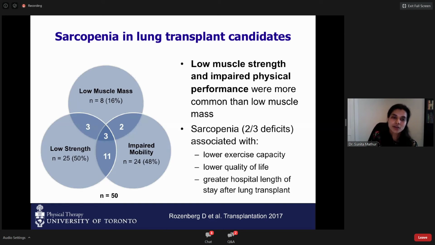And we defined sarcopenia in this study by having 2 out of the 3 deficits. And we found that people that had sarcopenia had lower exercise capacity, lower quality of life, and greater hospital length of stay after their transplant. So again, just showing that sarcopenia is a very important predictor of health outcomes in this particular disease population.